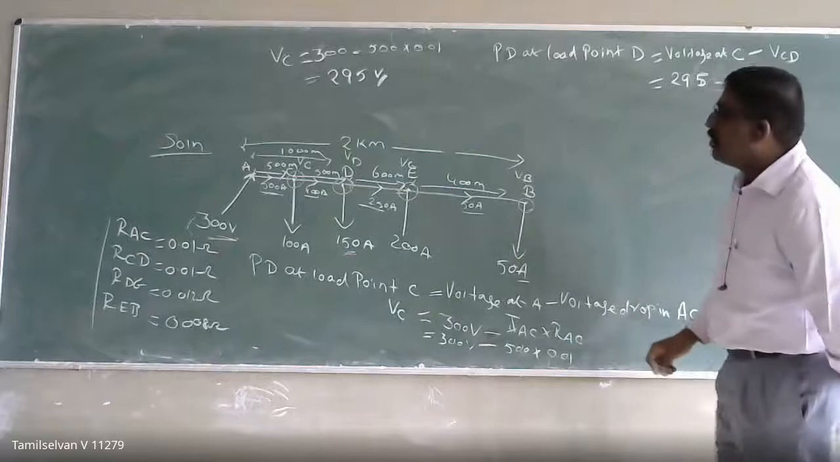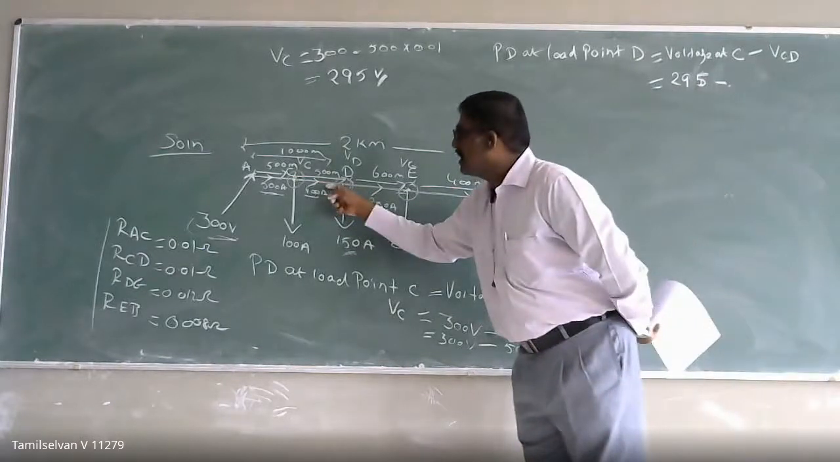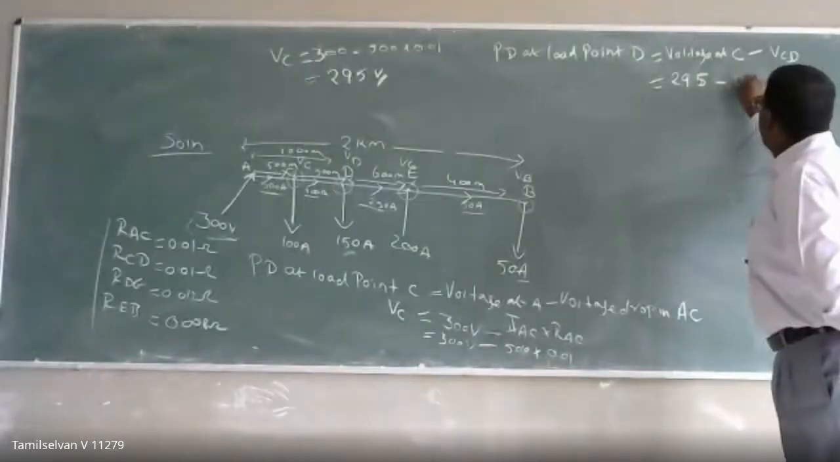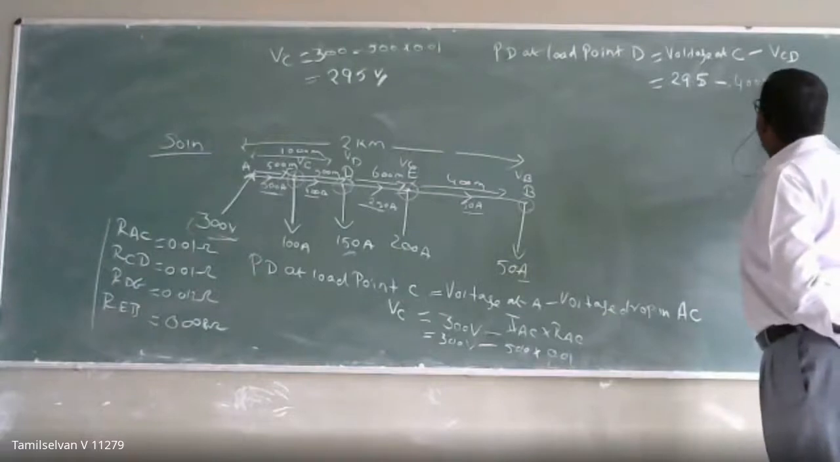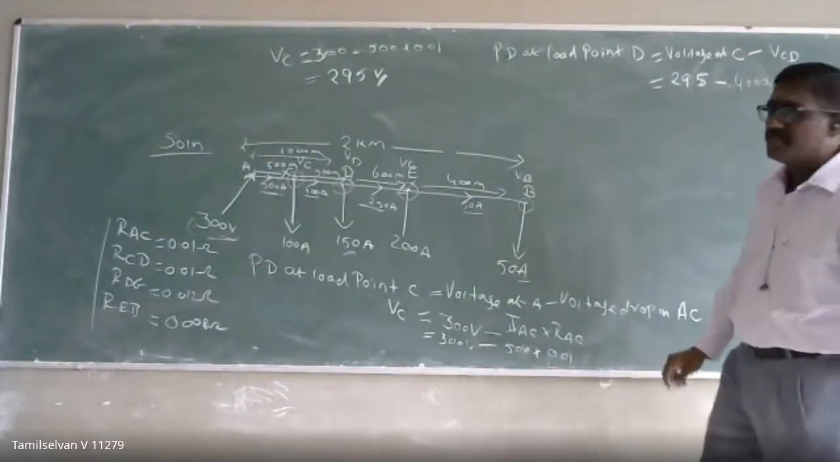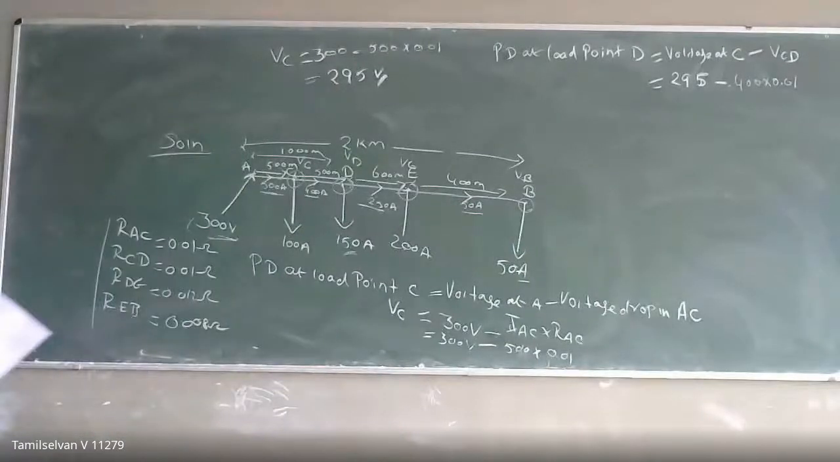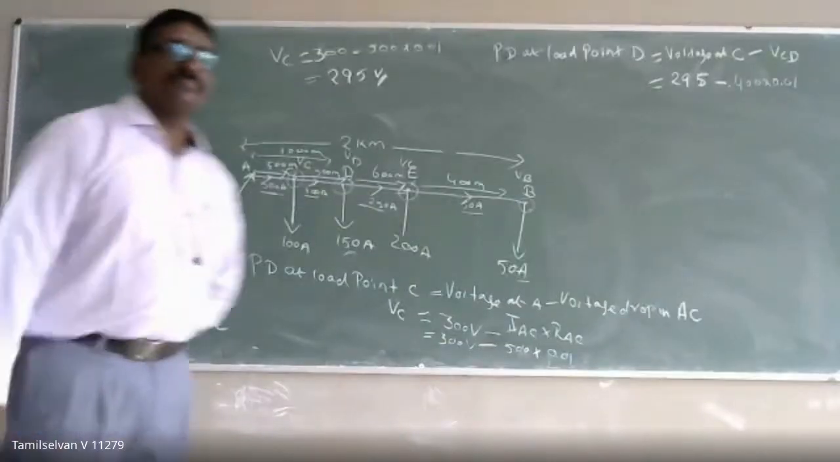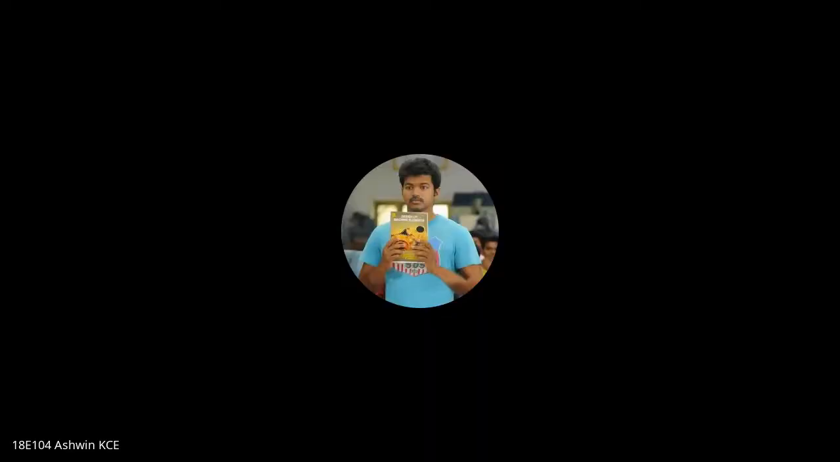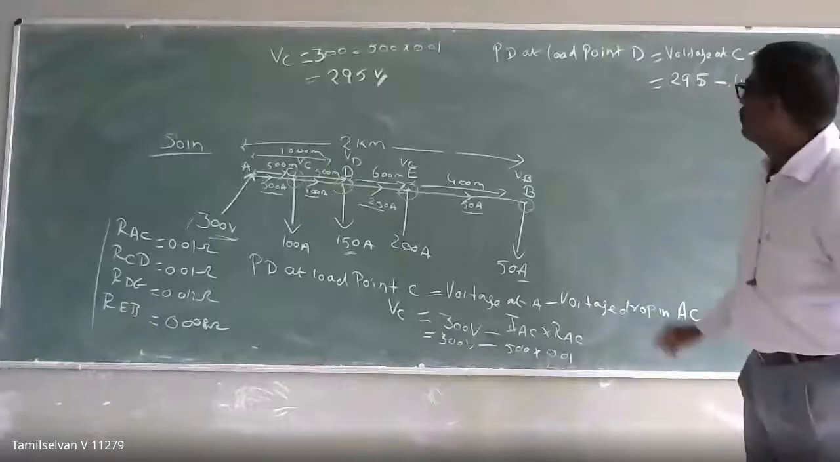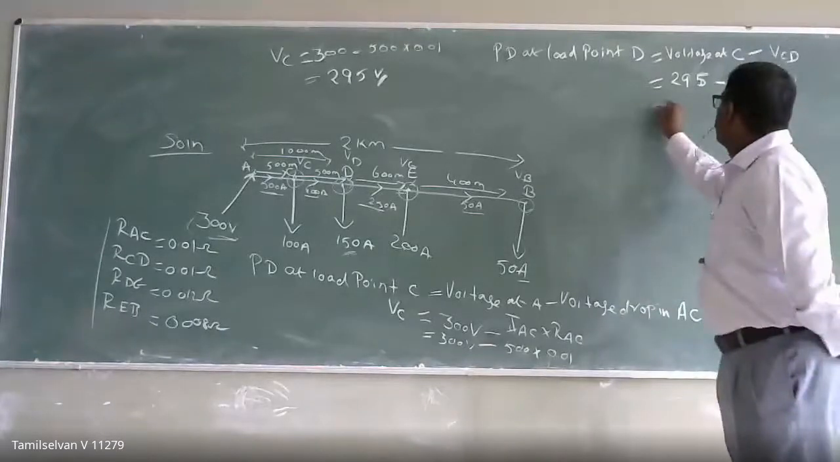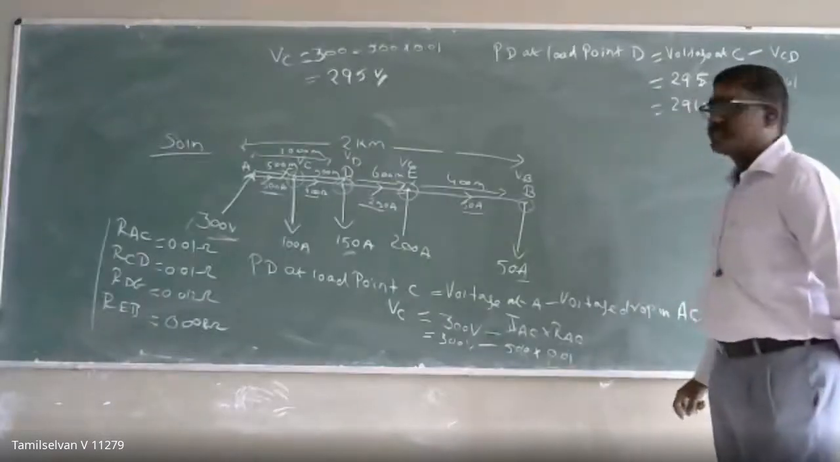Minus the drop in the section, which is 400 into 0.01. So what is the voltage? 291. So it's 291 volts.